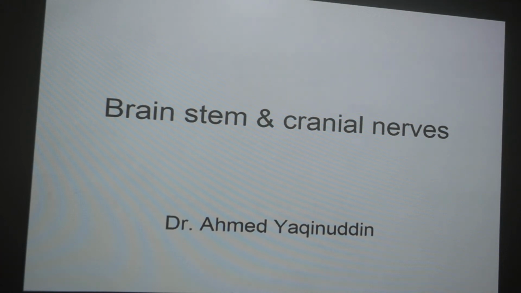And once we finish the external features, we are going to talk about the internal features of the brainstem. Following that, we are going to talk about the cranial nerves in detail a little bit, and then finally we are going to talk about some of the regions of the brainstem.